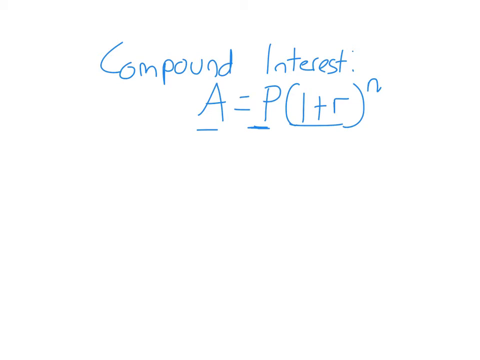So if you want to increase by 10%, you times it by 1.1. If you want to increase the number by 25%, you times it by 1.25. And this n means you're doing it n times. You're doing it a number of times. So let's look at an example.